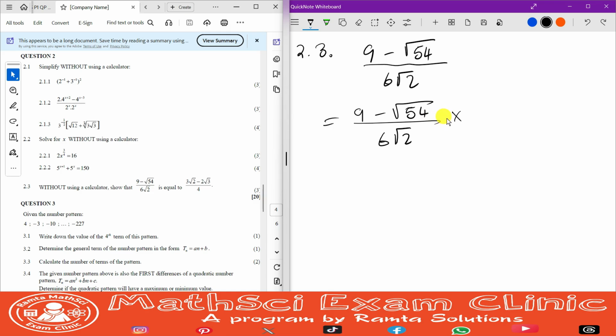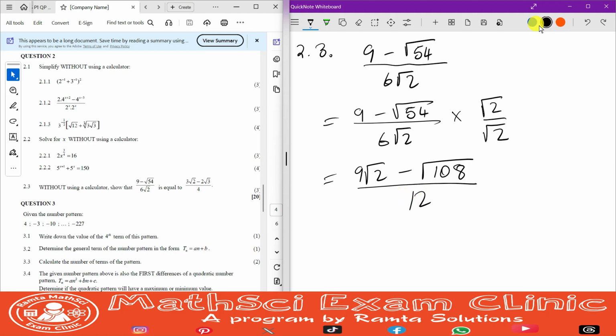However, for me, I'll choose to multiply by root 2. So let's go. Root 2 over root 2. 9 times root 2 will become 9 square root of 2. Square root of 54 multiplied by square root of 2 will be the same as saying 54 times 2, which will be square root of 108. 6 root 2 multiplied by root 2 will be the same as saying 12. I will have to show you this.